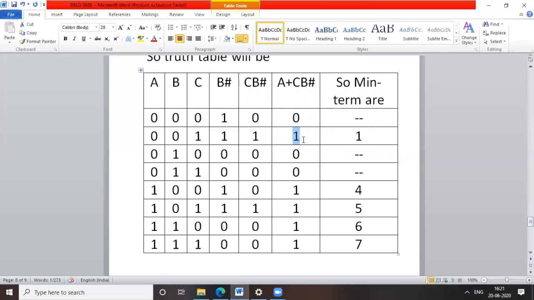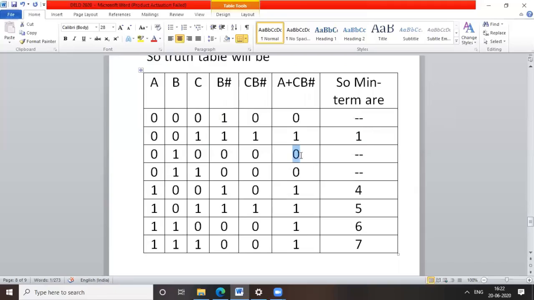Now here the output is 1. Why are we considering output 1? Because here minterms are asked. If maxterms were asked, then we would have to consider those entries where the output is 0. As it is asked for minterms, we have to consider only those entries where the output is 1. When we are getting output 1, what is the input combination? The input combination is 0, 0, 1. So for input combination 0, 0, 1, we are getting output 1. What will be the minterm corresponding to this entry? 0, 0, 1 as a binary number converted into decimal gives 1. So this is the first minterm present in this function.